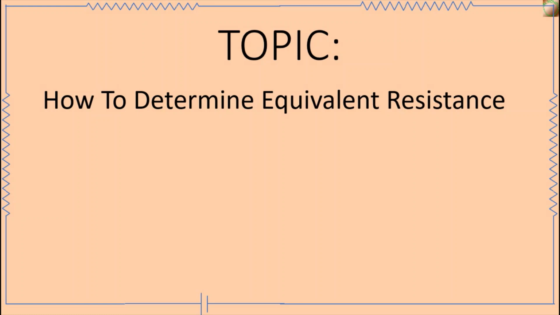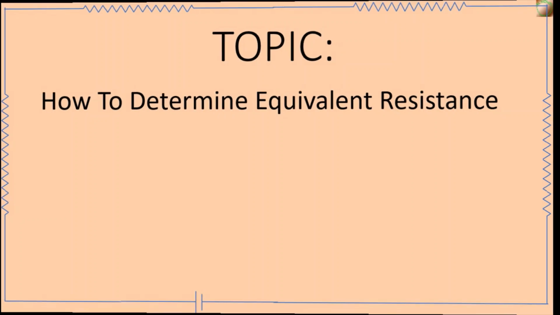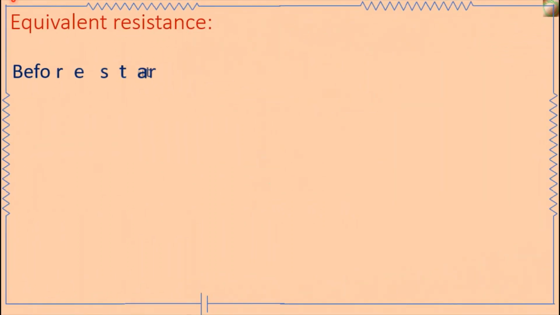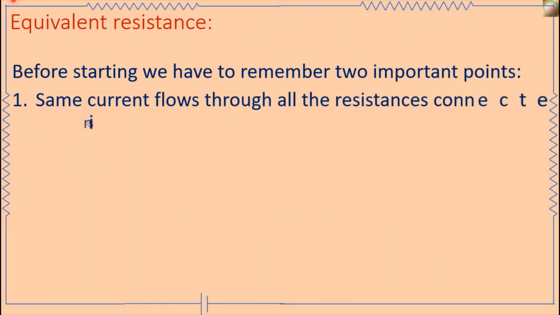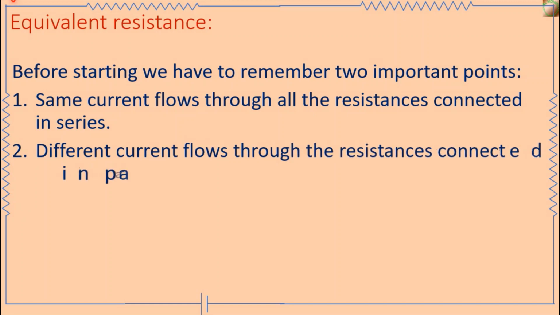Our today's topic is how to determine equivalent resistance. Before starting, we have to remember two important points. Number 1, same current flows through all the resistances connected in series. And number 2, different current flows through the resistances connected in parallel. If we remember these 2 points, easily we can determine the equivalent resistance of any circuit.